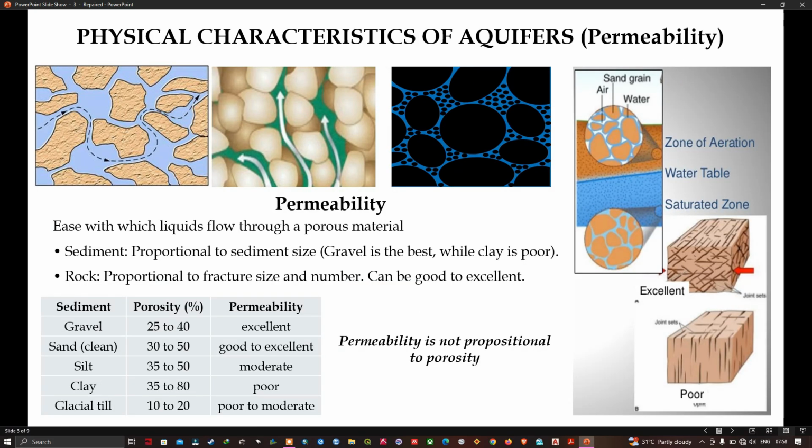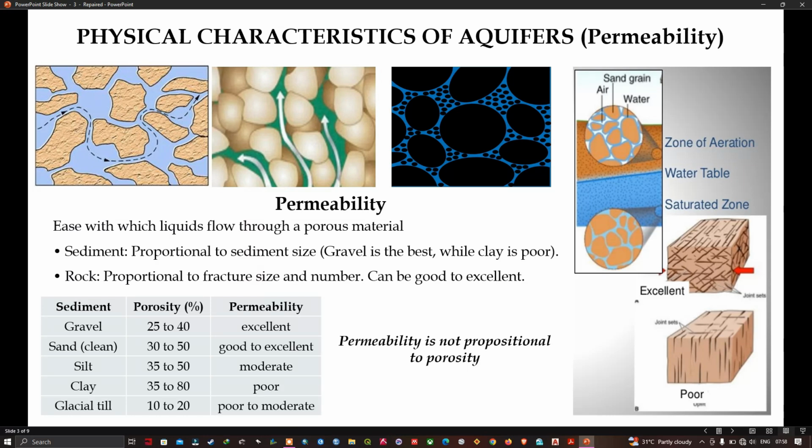Then we have to study the permeability. So we're gonna take a look at the permeability. Permeability is about how the fluid or the liquid flows through the porous media or the porous material.